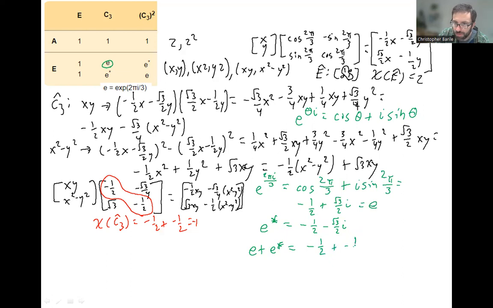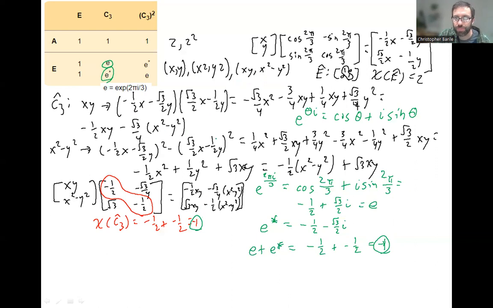And so then we can see that E plus its complex conjugate, E star, is actually just equal to -1/2 plus -1/2, which equals -1, which is exactly what we got here. So E star plus E equals -1, which is what we found the character to be. So we proved that xy and x squared minus y squared transform together, and they indeed have these characters. And so they transform as E.